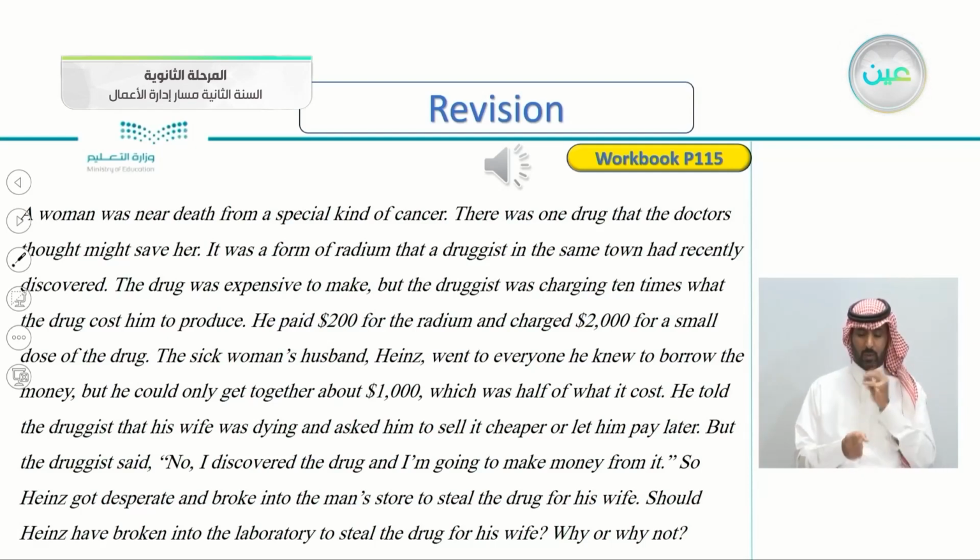He told the druggist that his wife was dying and asked him to sell it cheaper or let him pay later. But the druggist said, "No, I discovered the drug and I'm going to make money from it." So Heinz got desperate and broke into the man's store to steal the drug for his wife. Should Heinz have broken into the laboratory to steal the drug for his wife? Why or why not?